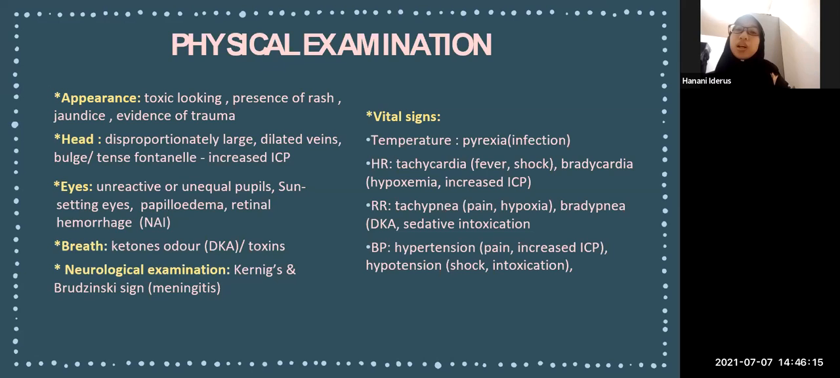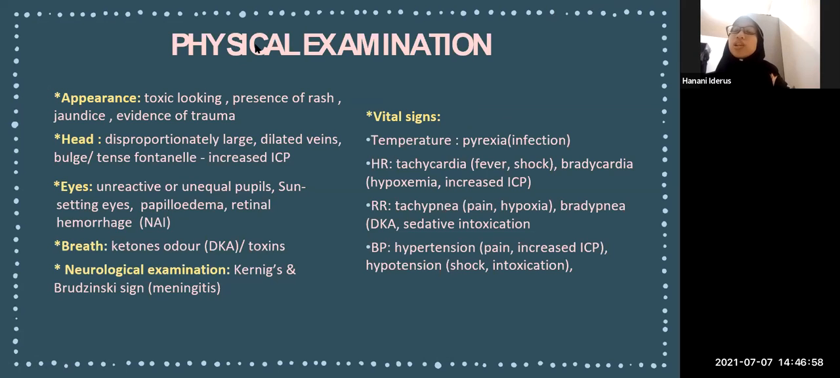And then for the eye, there may be unreactive or incompatible pupils, which I explained before, due to the ICP. Sun-setting eyes is related to hydrocephalus. Papilledema and retinal hemorrhage need direct ophthalmoscopy. Papilledema is for ICP, and retinal hemorrhage if we suspect non-accidental injury. For breathing, there may be a different pattern in the case of DKA or toxic ingestion. Because we are worried about meningitis, we may need to elicit Kernig's and also Brudzinski's sign.